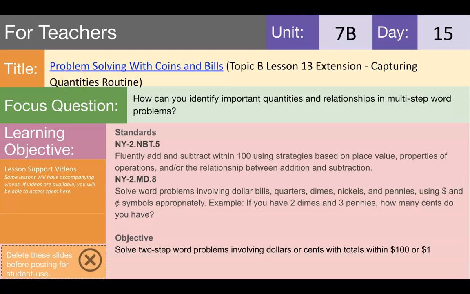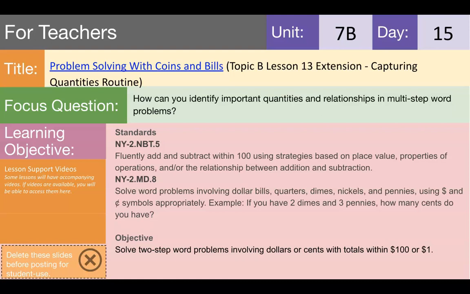This is Wendy Morin, and today we're going to work on a second grade lesson that involves problem solving with coins and bills. We are specifically working on an instructional routine called the Capturing Quantities routine that may help your students be more successful for this lesson, particularly students with disabilities.